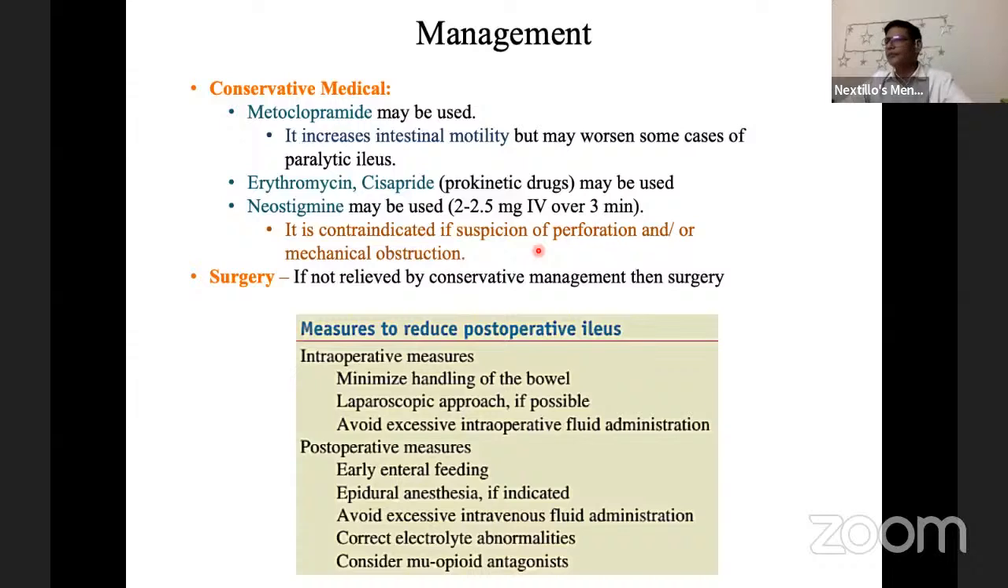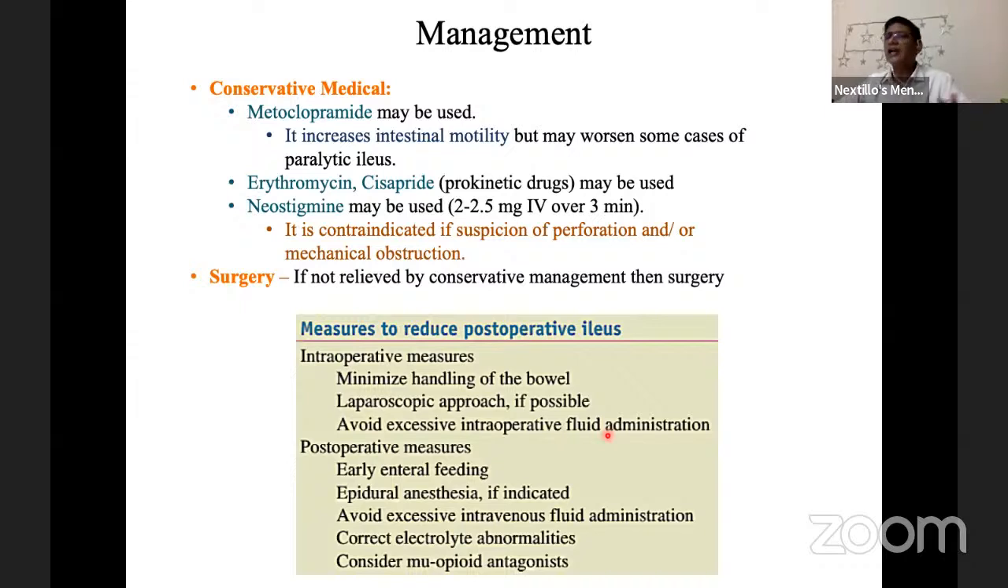During surgery, minimize the handling of the bowel, as minimal as you can touch the bowel. If possible, go with a laparoscopic approach, like laparoscopic cholecystectomies, laparoscopic surgeries, all different variants. And avoid excessive intraoperative fluid administration.